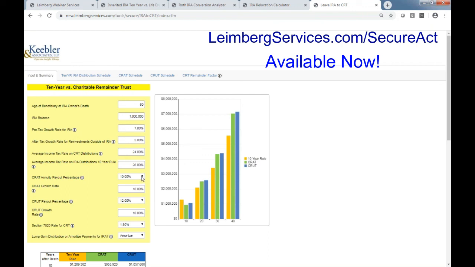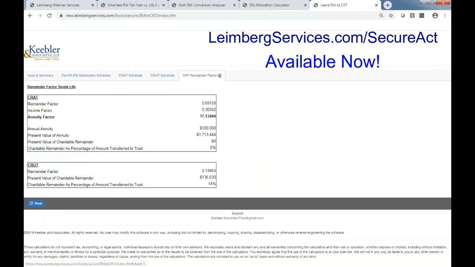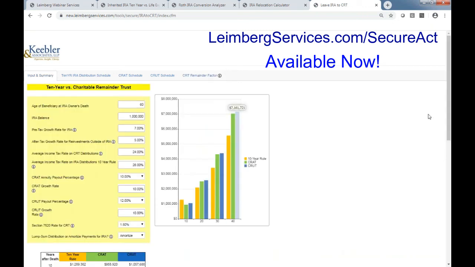The critical definition here is, what is your annuity payout percentage? And what you're going to have to look at is, how much can we really take out of this each year? And in this case, you have to check this last little key here: the charitable remainder as a percentage of the amount transferred to the trust was 14%. So that means you're within the parameters of what we're allowed to do.